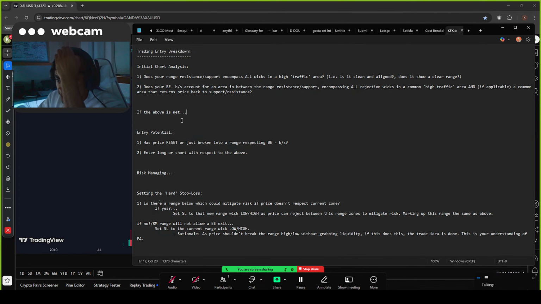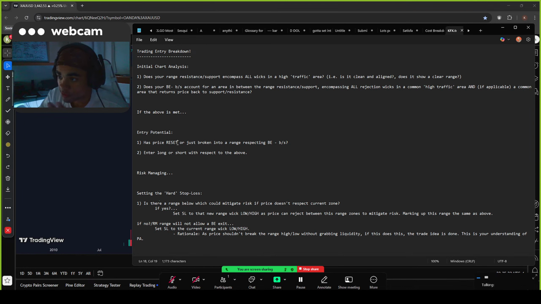If the above is met, now you're looking at entries, okay? So I did talk about entries before, but this is actually how you take your entry. Those were just examples. That's not how you enter. Your range isn't always going to be respected. Has price reset or just broken into the range respecting your minor zones, your minor break-even buys or your minor break-even sells? Those minor zones, those orange lines, has it broken? Has it reset? So has it closed outside of the range, resistance or support, or the overall range, wherever it is? Has it closed outside?